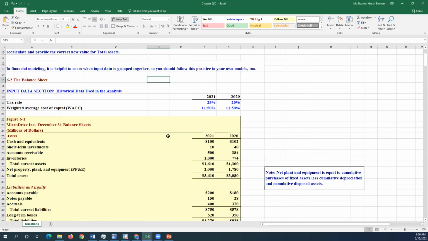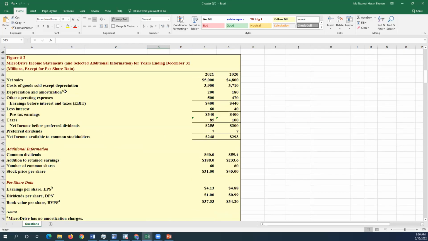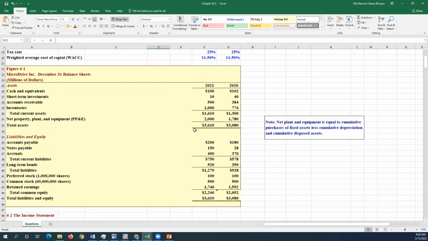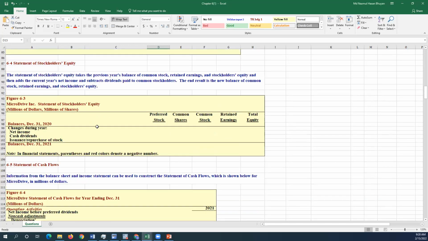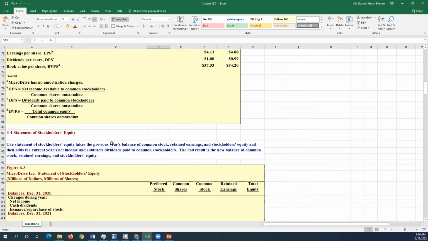Here you can see the balance sheet information for a particular firm in the years 2021 and 2022. We also have the information for the income statement accounts for the same time periods. Based on all of this information, we need to first prepare a statement of shareholders equity, followed by the statement of cash flows. Let us start.